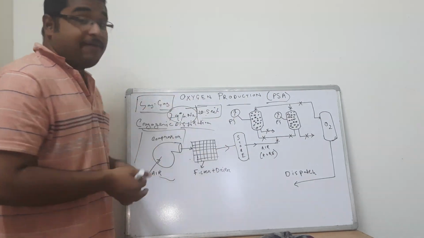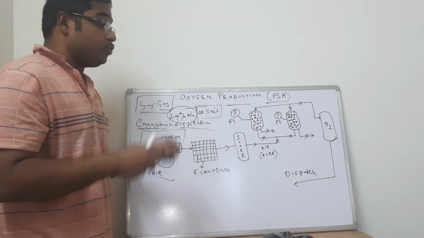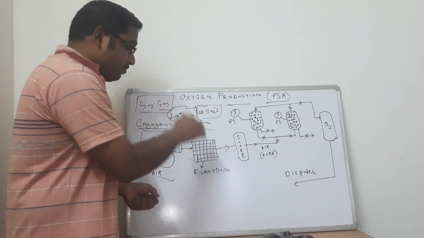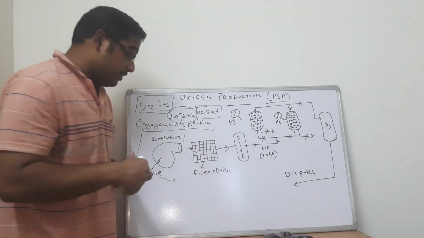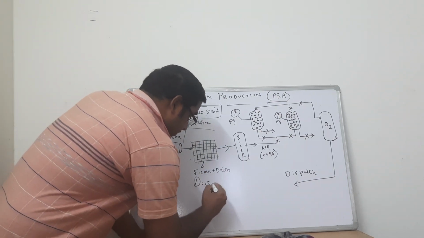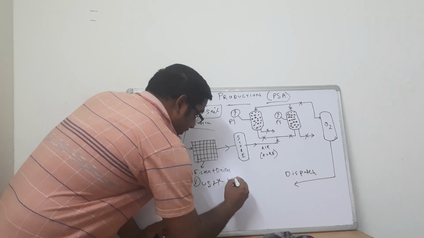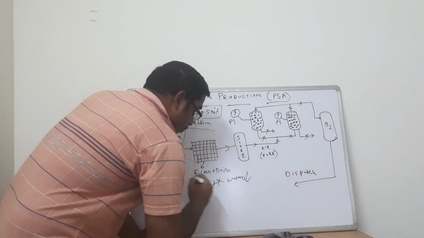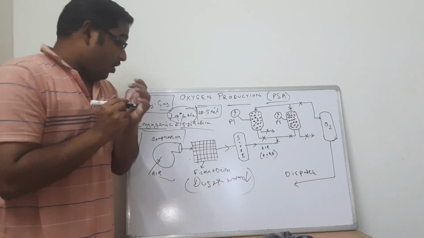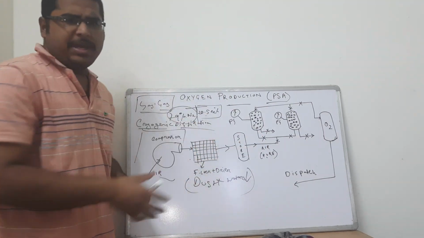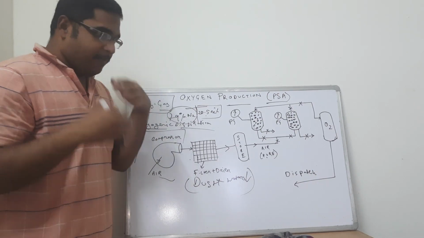So we need a dehumidifier, or we need a dryer in specific to draw out that water vapor from the air in itself, and a filter that filters out the dust particles from the air. So the dust plus water is removed in this particular section, and pure air, as we can see, moves ahead of the filter and dryer. This filter and dryer will be easily available in the market.